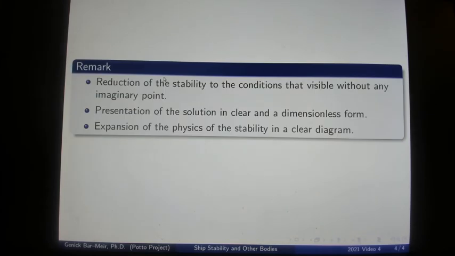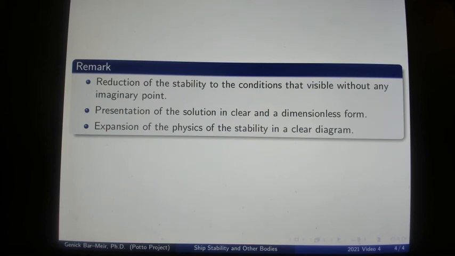So to summarize what we showed, we didn't really use in this analysis any imaginary point, like a metacenter, which we will be talking about later on. There's no such imaginary point or line or thing like this. It's very clear, showing what's going on.